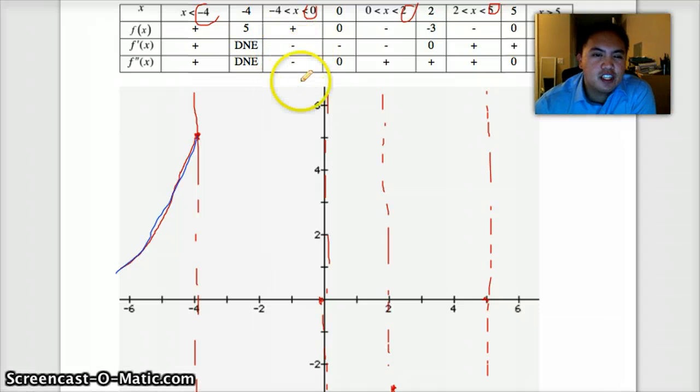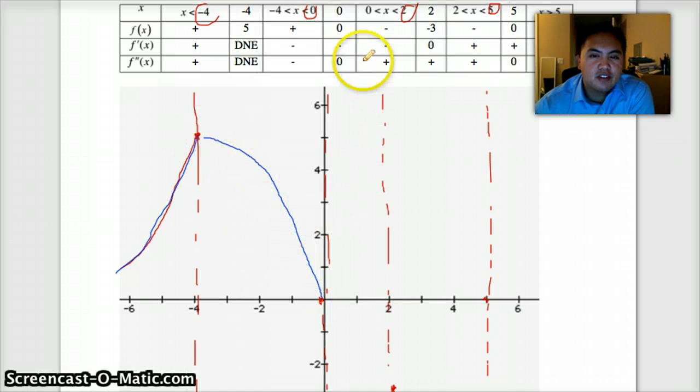Next one, it says that my f prime is negative and my f double prime is negative. So it's decreasing and it's concave down. So it has to be decreasing and concave down, and it has to hit 0, 0. So this must look like so. It's decreasing and it's concave down.